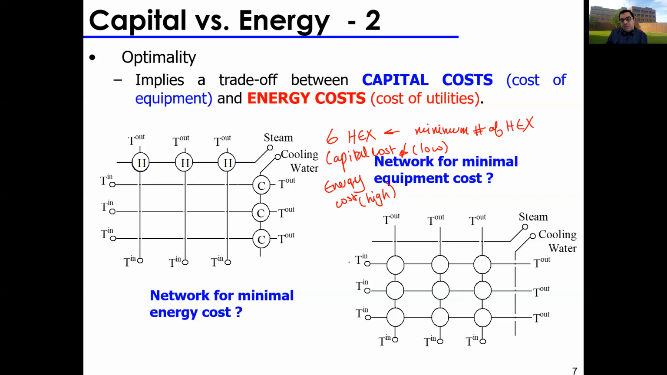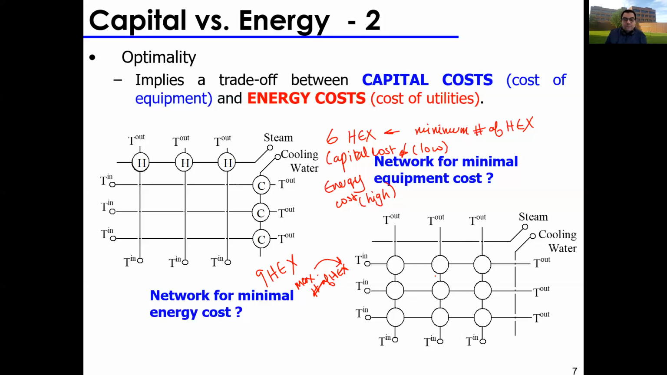On the other end of the extreme, I have this design in which I have 9 heat exchangers. So this is the maximum number of heat exchangers. And in this design, your capital cost is at its highest, and your energy cost, or your energy loss, is at its lowest, right? So here, I'm really recovering all of the energy available in these streams, but I need to install a lot of equipment.